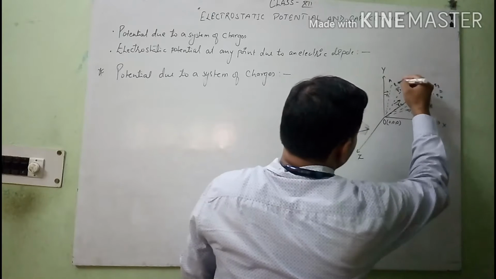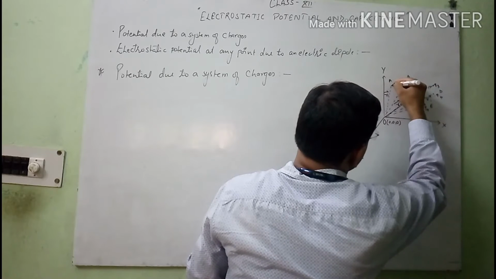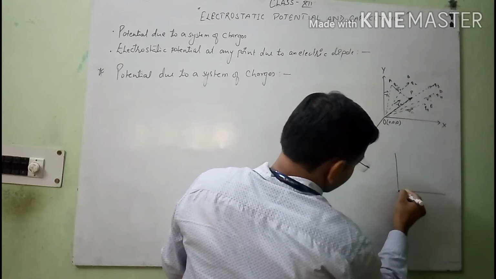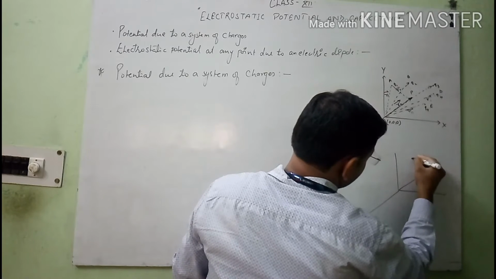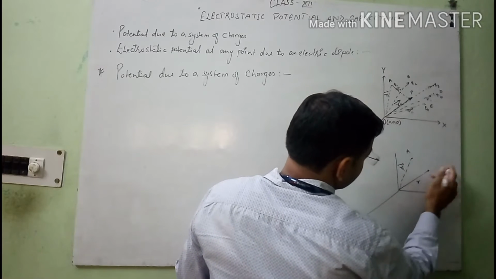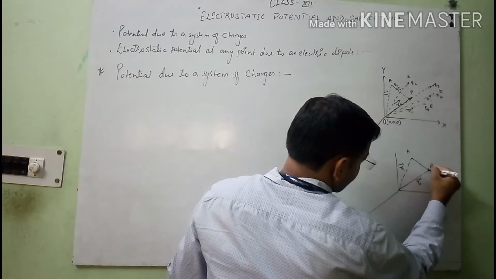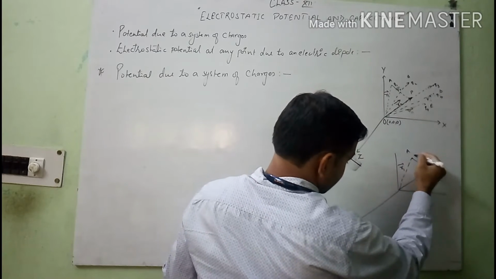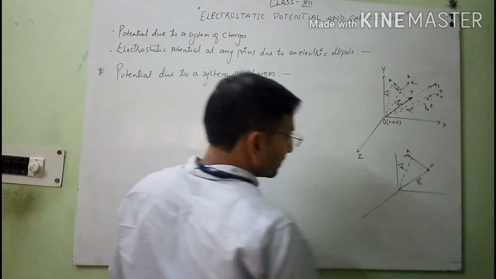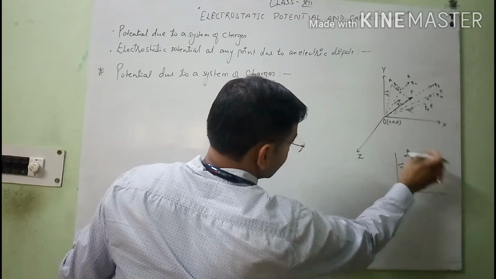For that, we will join point A to point P first. You can draw this diagram in a simple way like that. Suppose this is our point P and this is the point A, and we know that the position vector of point A is R1 and the position vector of point P, where we want to find the potential, is denoted by R0. So the distance between A and P is the distance between the point P and the charge Q1. Now we will find the electric potential due to this charge Q1 at point P.